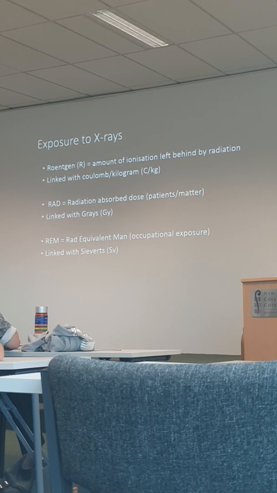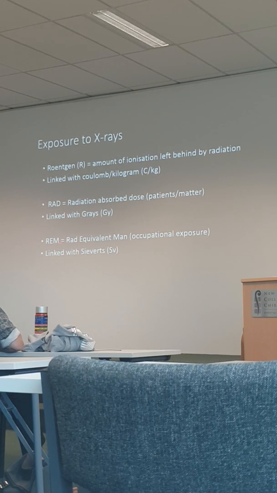Moving on to some of the units that we talked about. So the Röntgen is the amount of ionization left behind by radiation. Almost the earliest unit of radiation exposure. And it's been linked with the SI unit of Coulomb per kilogram. We then moved on to the rad, or the radiation absorbed dose, which is to do with patient and matter. So how much radiation is absorbed by a certain amount of matter, and this is linked to the gray. So the SI unit is the gray.